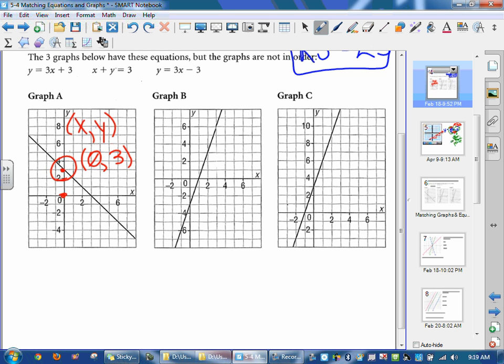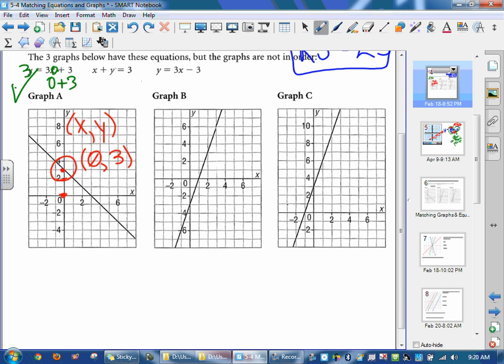So what we're going to do now is for all the x's, we're going to put a 0, and all the y's, we're going to put a 3. Then we're going to see if the left side of the equations equals the right side of the equations. Only one of them will work because it's only going to match one graph. So let's give that a try. So I'm going to put 0 where the x is, and I'm going to put 3 where the y is. So 3 times 0 is? Plus 3 is? 3. So does the left side equal the right side? Yes, it works on this one.